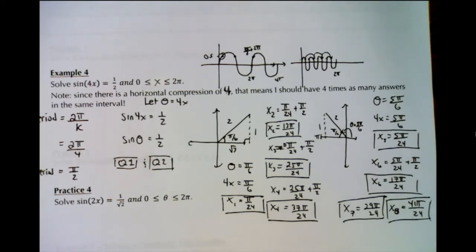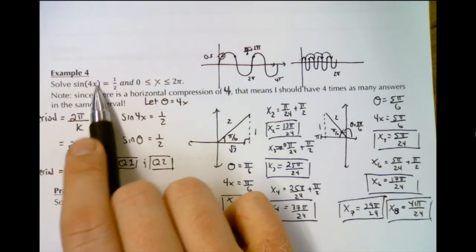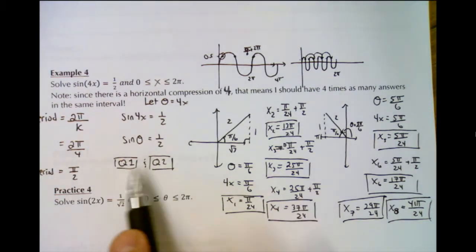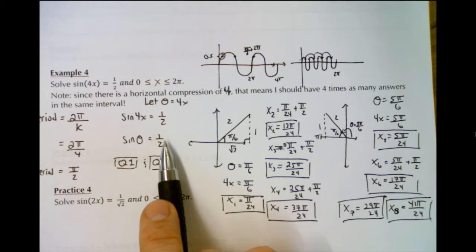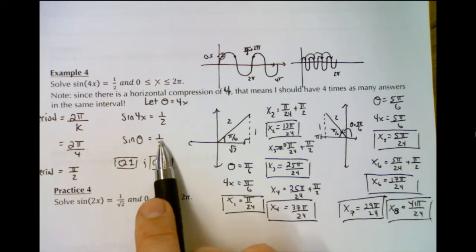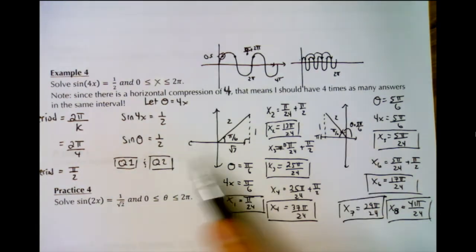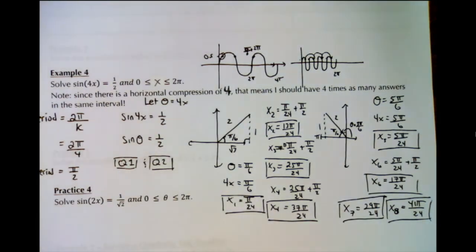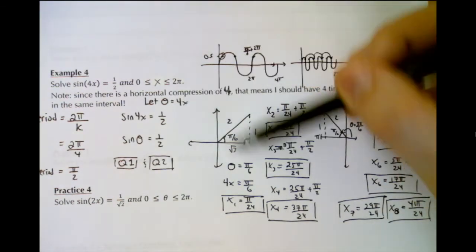General strategy, though: find out what the period is first. Let theta equal whatever's inside the function. Figure out what quadrants your function's positive or negative in, depends on what the equation is. If it's equal to a positive ratio, you're looking for where it's positive. Equal to a negative ratio, looking for where it's negative. Graph them in those quadrants. Solve for thetas just like you did in the first examples. Replace theta back with what you replaced it with in the beginning. In this case, it was 4x.